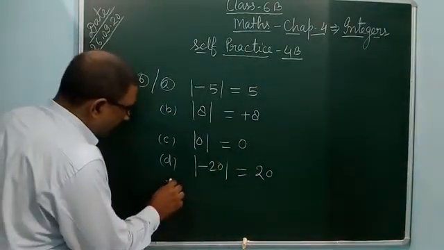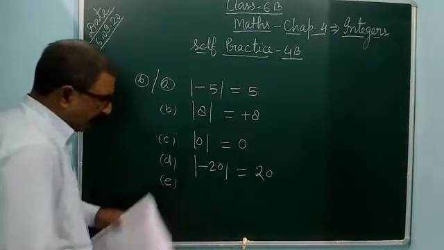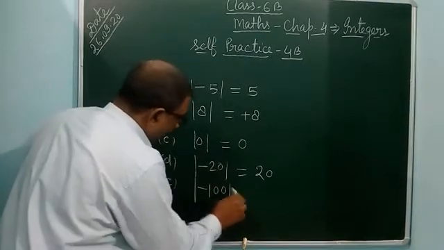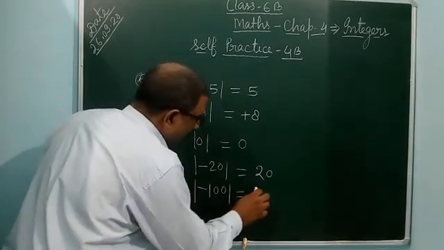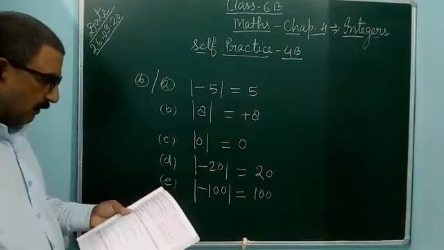E, as given -100 in mod, it means 100. 100 means plus 100. This way you can solve this.